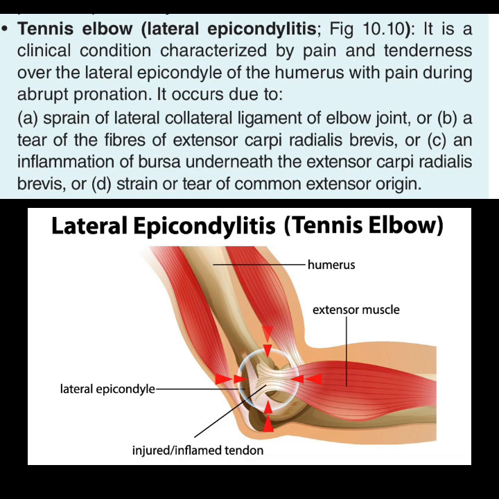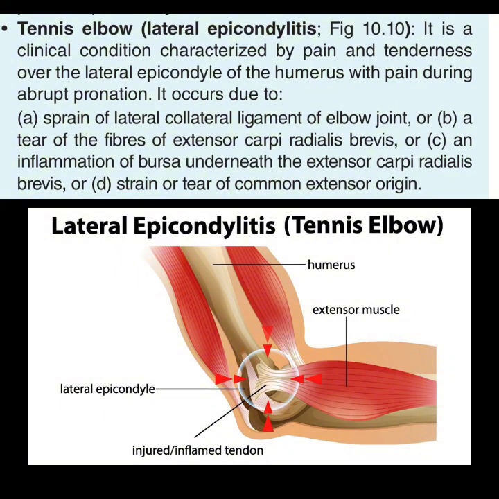There will be tenderness, there will be pain, there will be edema around that area. Are you getting it now? And the pain is usually felt during abrupt pronation. When you want to pronate your hand, you always feel that pain. It occurs due to excessive extension.